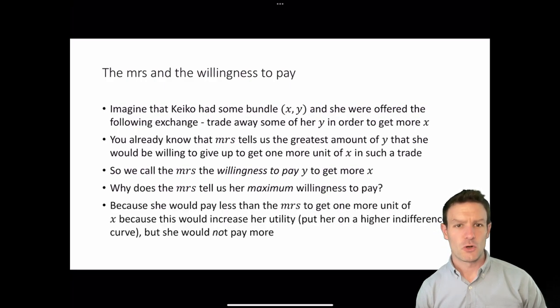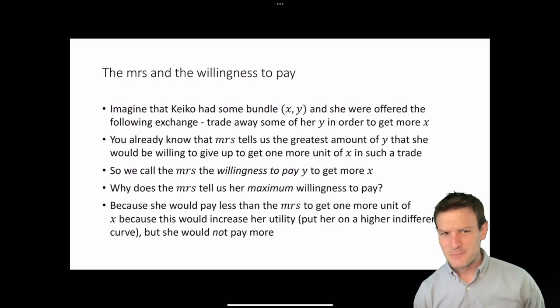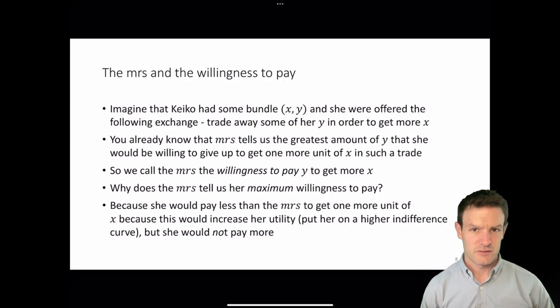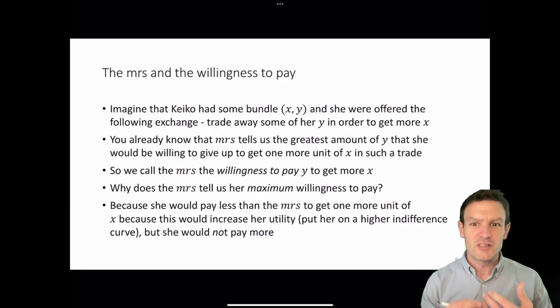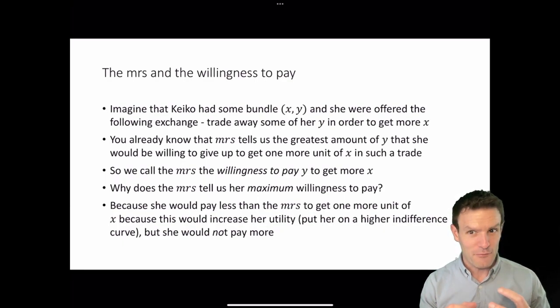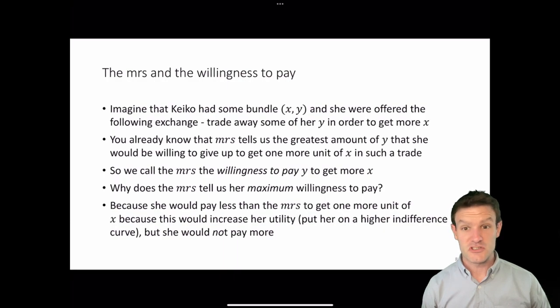Okay. So why does the marginal rate of substitution tell us her maximum willingness to pay? It's because she would pay less than the marginal rate of substitution to get more of x, because this would increase her utility. It would put her on a higher indifference curve. She would not pay more than that, though. So crucially, she would not pay more than her marginal rate of substitution in order to move from one point to another. We're going to delve more deeply into this later as well in this chapter and in later chapters too, let me tell you.